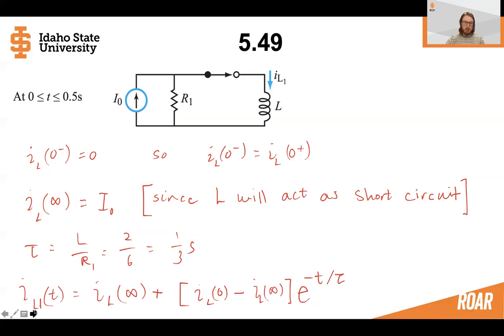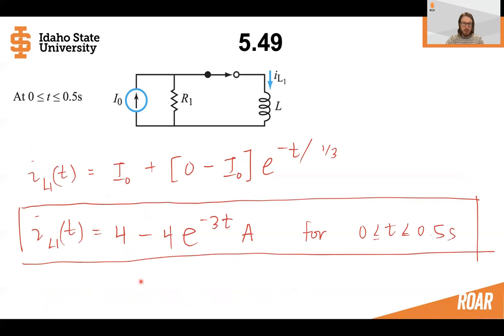Now we can just take our values. We know the current at time 0, because 0 minus and 0 plus are the same. We know the current at time infinity, and we know the time constant. So let's put those numbers in, and we come up with this function that describes the current in the inductor from 0 to 0.5 seconds.